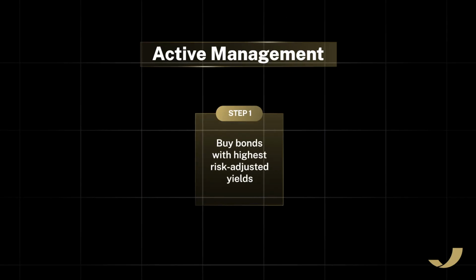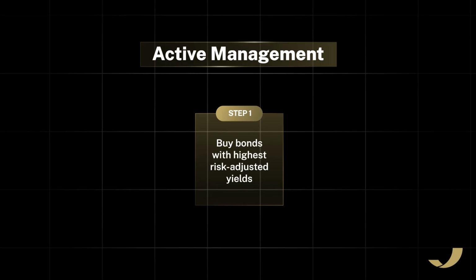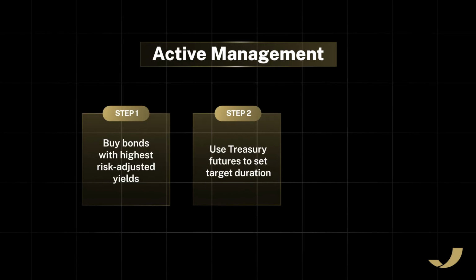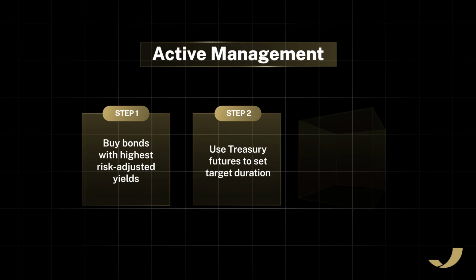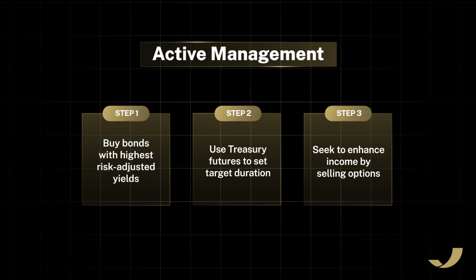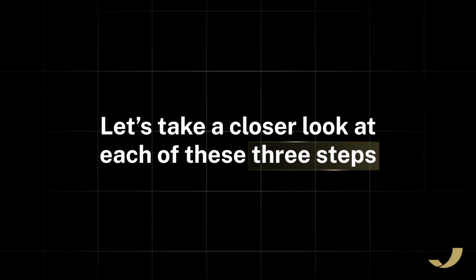Step 1, buy bonds with the highest risk-adjusted yield. Step 2, use Treasury futures to set the target duration. And Step 3, seek to enhance income by selling options. Let's take a closer look at each of these 3 steps.